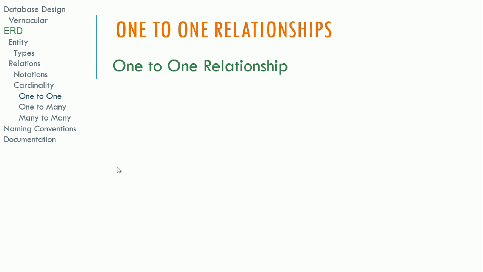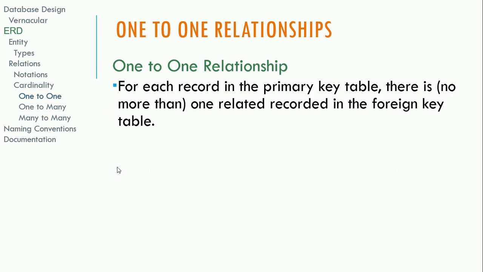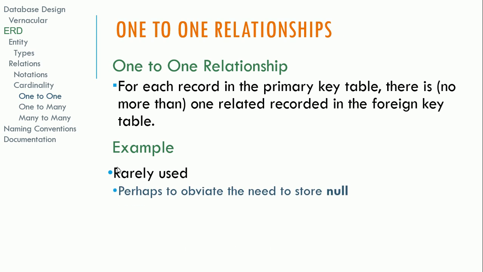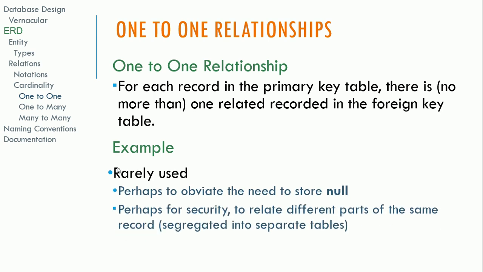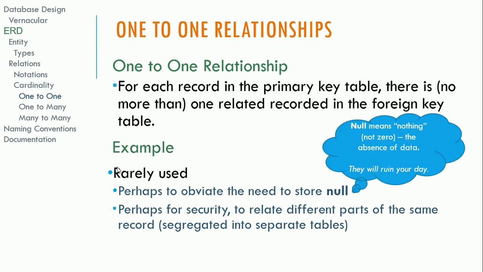So you have different types of relationships, right? We have a one-to-one relationship where for each record in the primary key table, there is no more than one related record in the foreign key table. So for example, they're very rarely used, right? We don't see them very much, but one use for these is to obviate the need for null values in our database. Nulls are bad. Nulls are going to ruin your day. So we want to try to avoid having nulls.